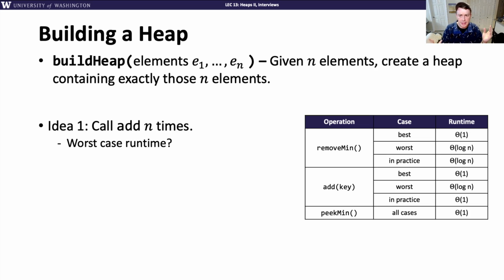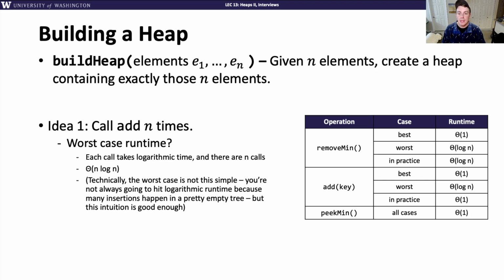So the first idea I would think of is just add each element in one at a time. So just call the add method, passing in each element and letting your implementation of the array heap or whatever you're implementing your priority queue with handle moving of values around. Now, remember, with this array implementation, we get maybe in practice theta of 1 runtime for that add, but that worst case log n.